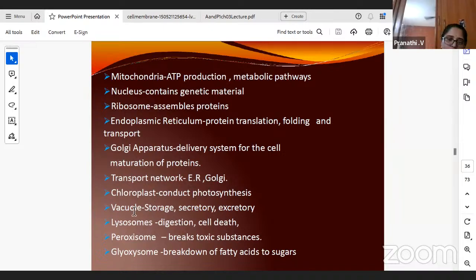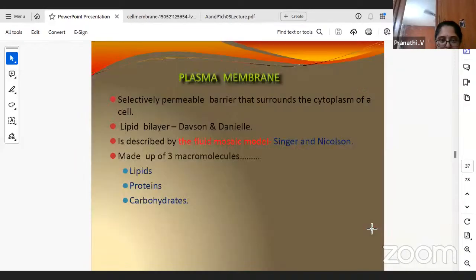In the case of plants, you have chloroplast, wherein photosynthesis is going to take place. Again, energy production. Vacuoles for storage, secretory, all the enzymes that are present. Lysosomes, digestion, cell death or apoptosis is going to be because of lysosomes. Peroxisomes for your basic toxic substances to be broken down for your oxidation, and your antioxidants, basically they are the ones which are going to be helpful. Glyoxysomes, so what is going to happen? Fatty acids are going to be converted into carbohydrates.